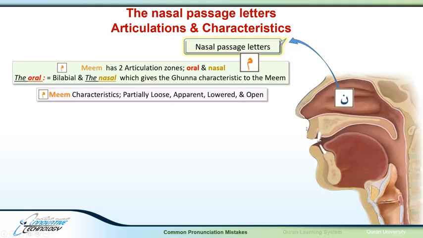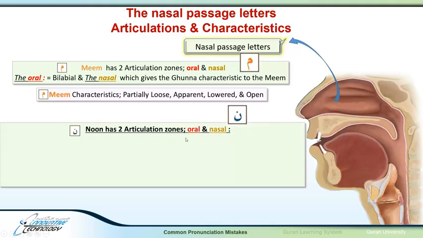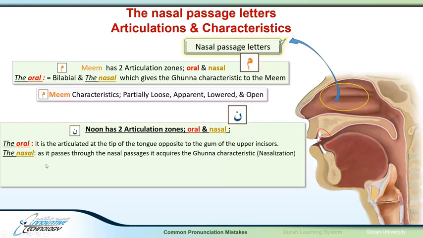The second letter is the noon, and the noon is similar to the meme in the fact that it has two articulation zones, an oral one and a nasal. The oral one is basically the tip of the tongue opposite to the gum of the upper incisor. Here, this area is the articulation of the noon. And the nasal articulation is what gives it ghunna again, as the air passes through the nose while pronouncing the noon. It gives its characterized nasal tone.